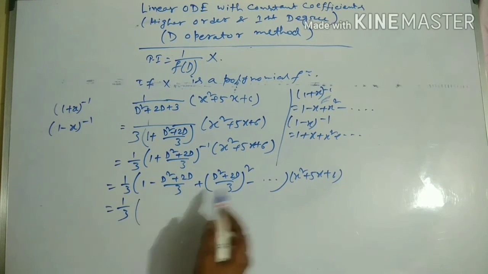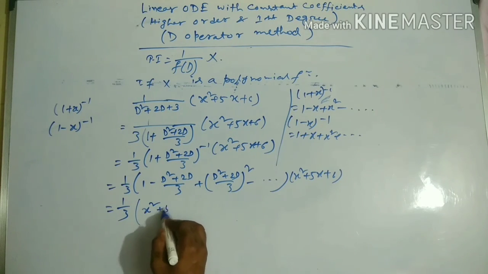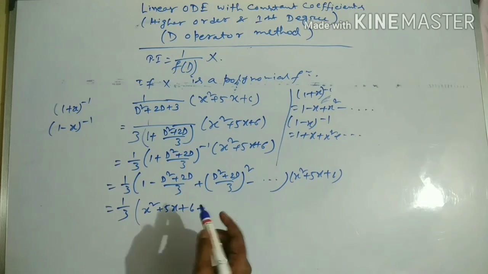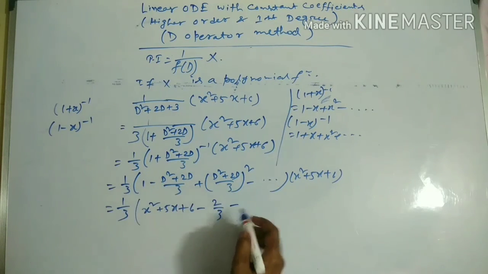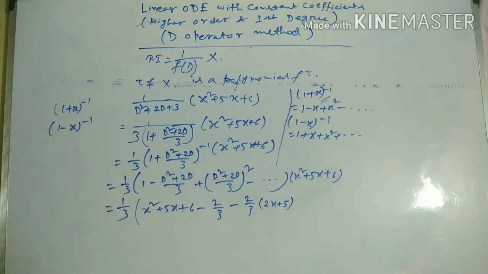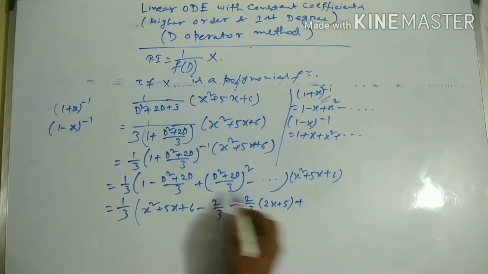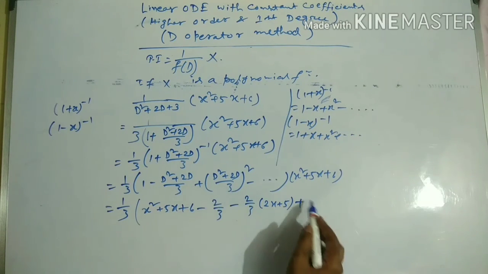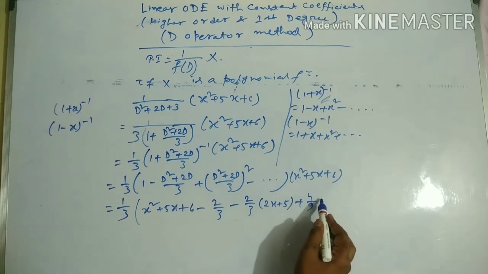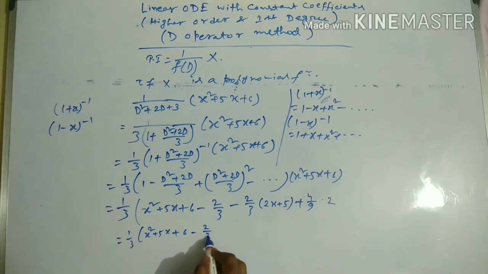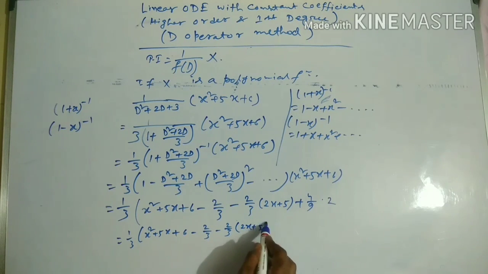Okay, so now I will operate this. 1 operating on this means multiplication, so x square plus 5x plus 6, minus d square of this term, that is double differentiation of this function, that will be 2 by 3, minus, I am splitting directly, 2 by 3 into d of this function. D of this function means 2x plus 5, first order differentiation, plus d to the power 4, that will be 0, 4d cube, that will be 0, and the last term will be 4d square by 9, that is 4 by 9 into double differentiation of this function, that will be 2. So the result is 1 by 3 into x square plus 5x plus 6 minus 2 by 3 into 2x plus 5 plus 8 by 9. So this is the particular integral.